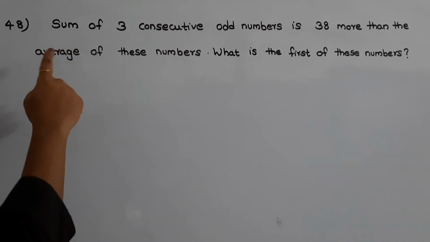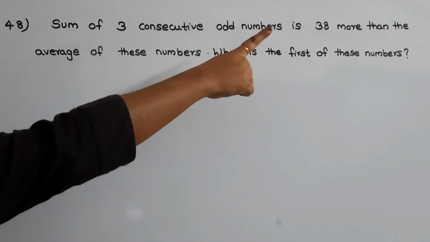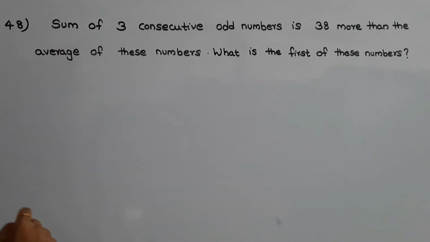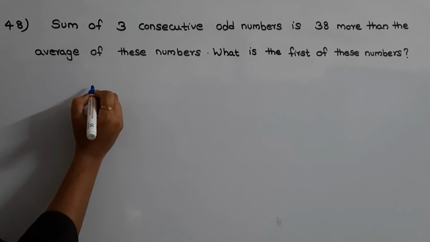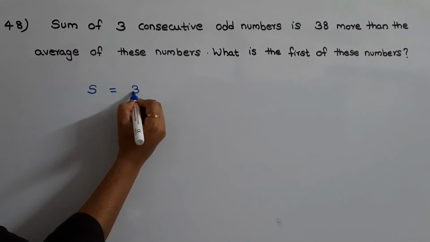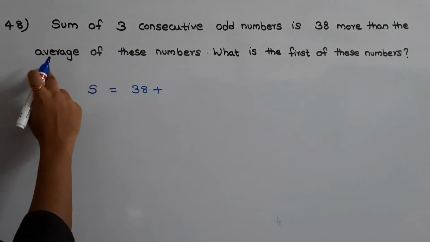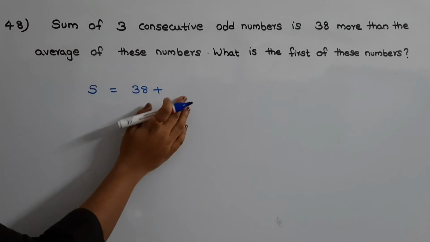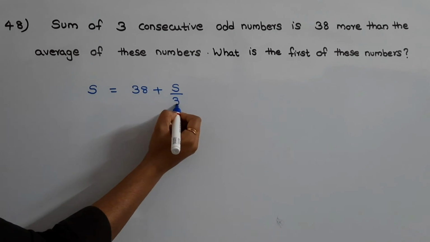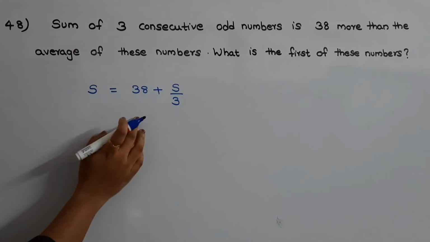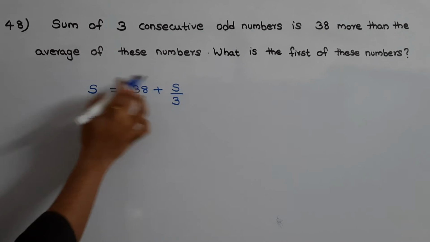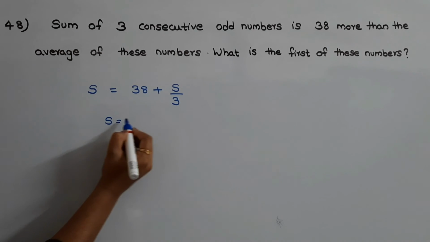The next question is, sum of 3 consecutive odd numbers is 38 more than the average of these numbers. What is the first of these numbers? They have given that sum of 3 consecutive numbers is 38 more, means 38 plus the average of these numbers. Average of 3 consecutive numbers will be sum of these 3 numbers by 3. Now on solving this equation we will get the sum of these 3 consecutive numbers. On solving this we will get the sum as 57.